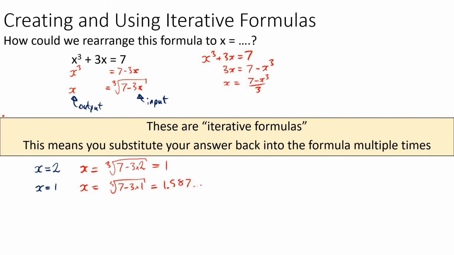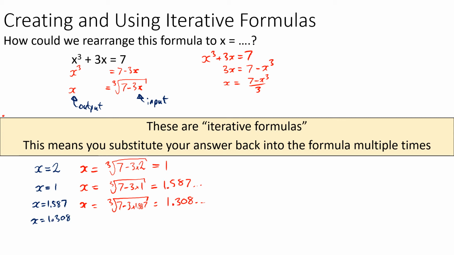What this is doing is honing in on our final answer. If you remember from the previous page, the actual final answer is I think 1.4. We'll get quite close there. So let's use x equals 1.587 and substitute it into the formula. The cube root of 7 minus 3 times 1.587 is equal to 1.308, and so on. And you can keep putting these answers in, and we can keep getting answers out.